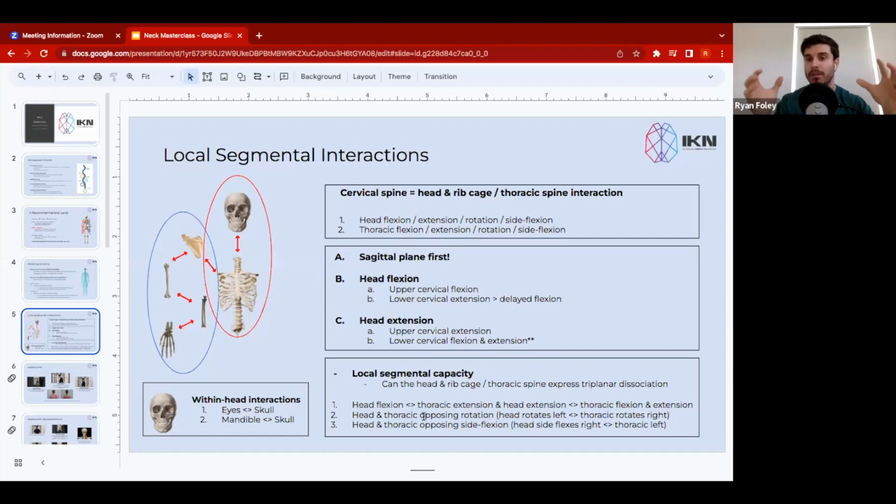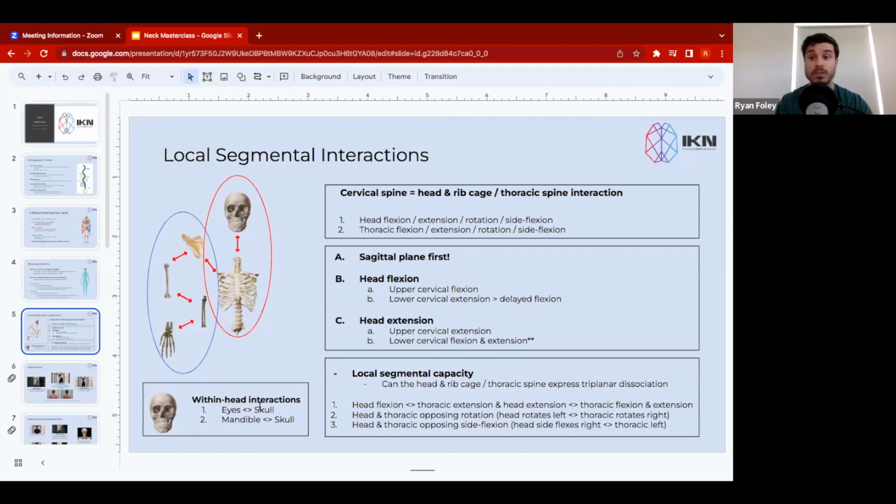So you can see again, we have the capacity to express dissociation in multiple planes, but we want to work on sagittal plane dissociation first. Now, also, when we look within the head interactions, we can look at the interaction between the eyes and the skull.